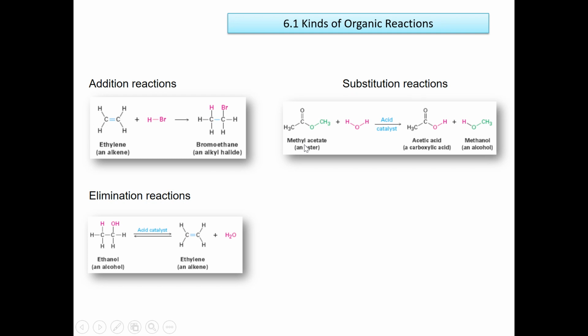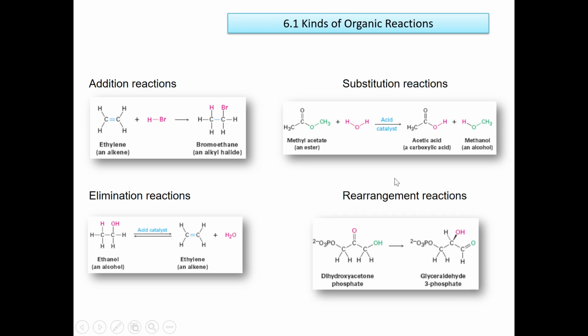Substitution reactions: we have, for example, this ester, and we add this alcohol. This alcohol attacks the ester, and what we generate, water. This water attacks the ester, and what we generate is the carboxylic acid. And as a byproduct, we get methanol. Mainly, we substitute an OH for a methoxide.